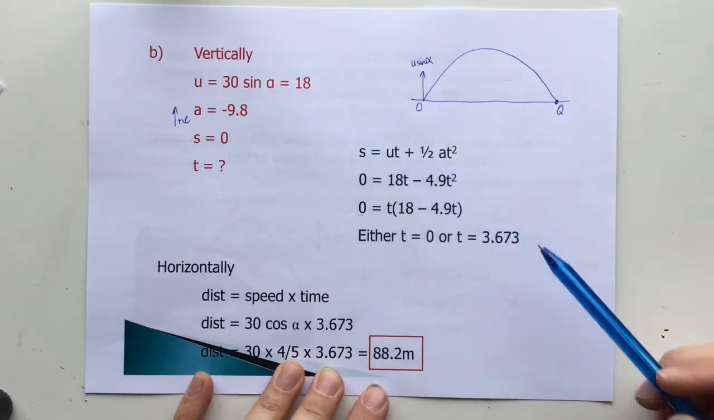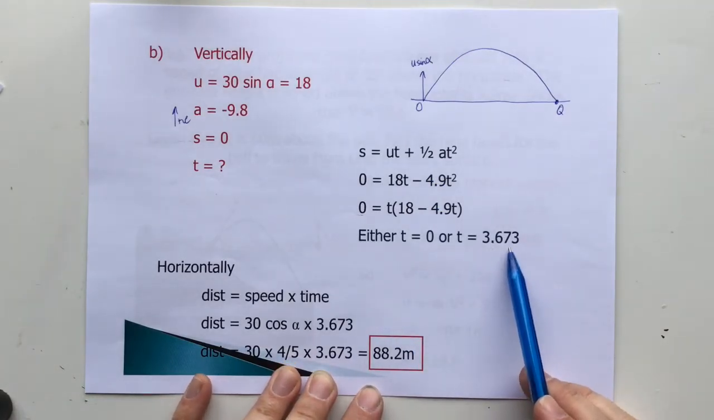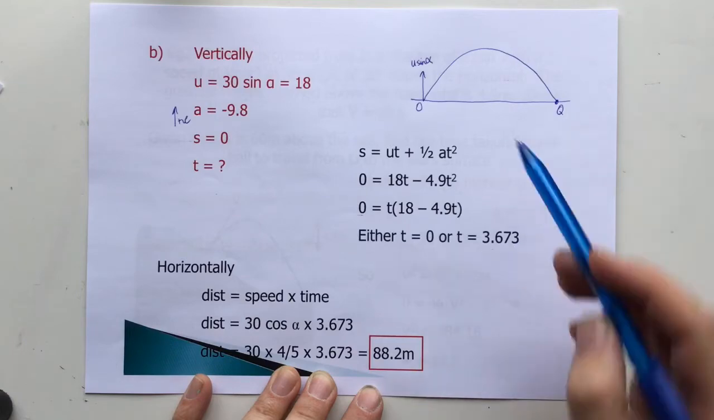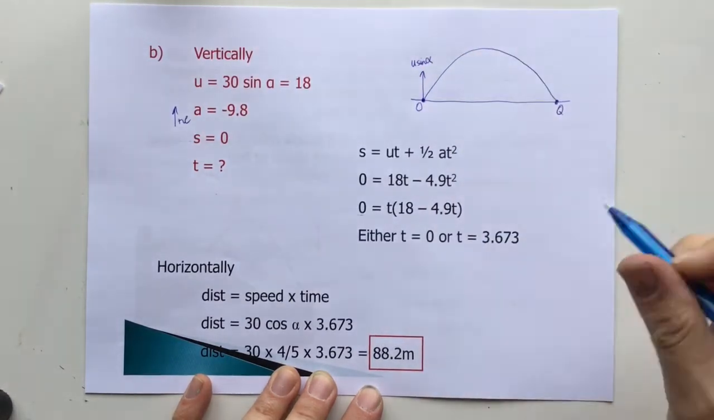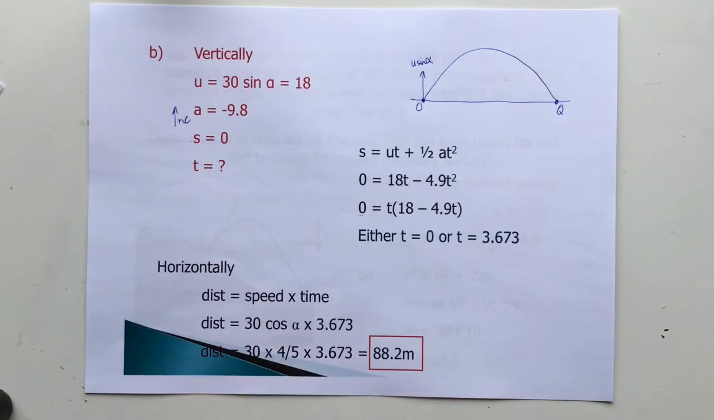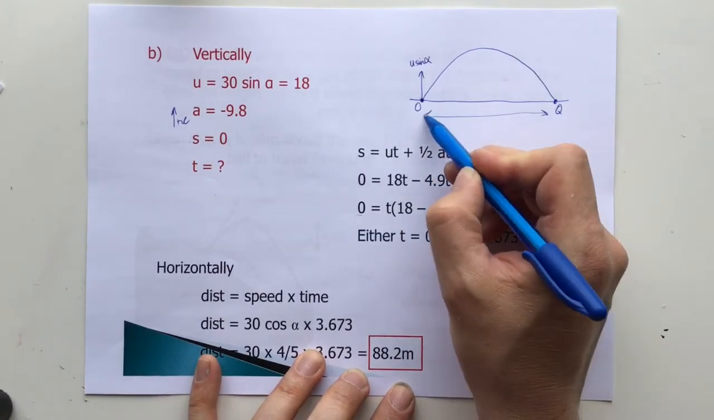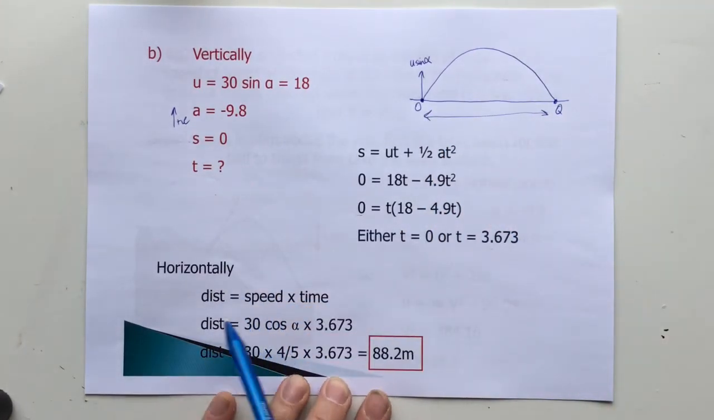And so when we fill those all in, again, we find that the time is either 0 or 3.673. And that's what we'd expect. At time 0, it's at O, and at 3.67 seconds, it's at Q. Now, it didn't actually ask us to find the time, it asked us to find this distance, OQ. But we know that when we look horizontally, distance is speed times time.